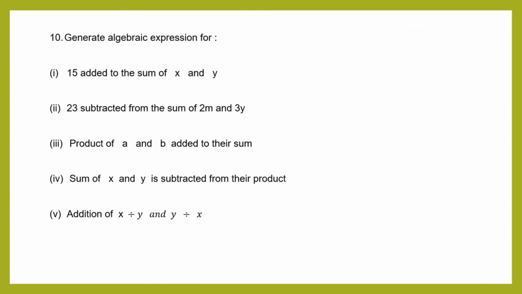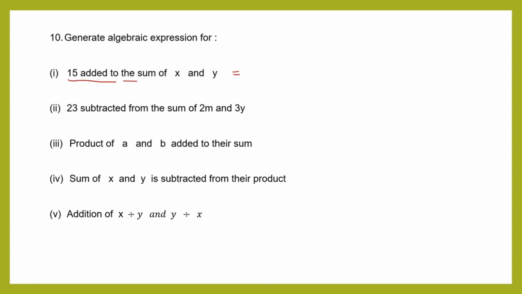Generate algebraic expressions for these. Algebraic expressions are expressions where you don't have words like "added to" or "the sum of." Instead, our letters and signs and symbols should give us this meaning. So let me write this. 15 added to. So this should come second. Remember, 15 added to should come second.